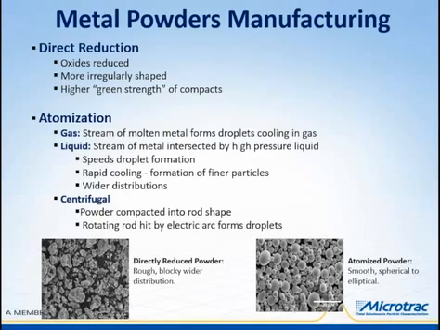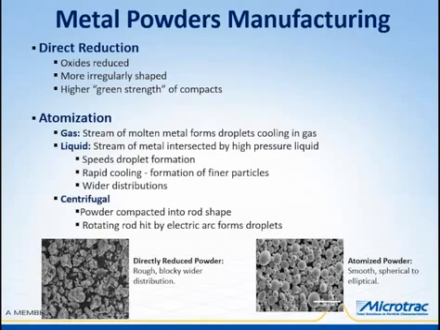In atomization, there are three types: gas, liquid, and centrifugal. In gas atomization, a turbulent stream of molten metal forms droplets as it cools in a surrounding gas chamber. In liquid atomization, a stream of metal is ejected at high velocity and intersected by a high-pressure liquid stream to speed droplet formation.